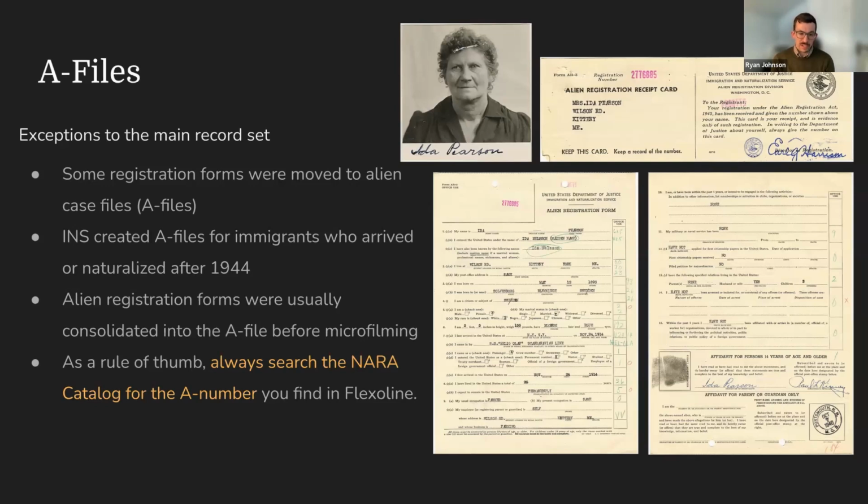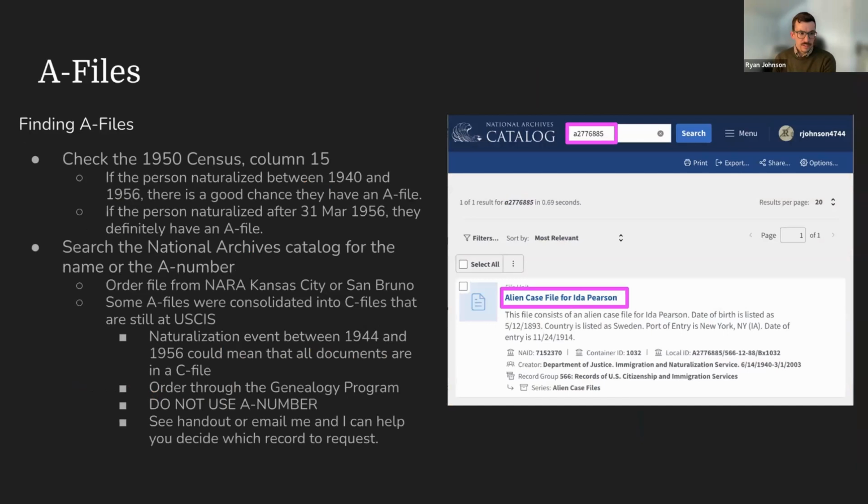So if you have an individual with a common name, you can use Flexoline to find their A number, and then you can search the catalog with the A number to zero in on the alien case file that you're looking for, if there is one. How do we find these A files otherwise? One thing you can do is check the 1950 census, when these individuals, if they were still living, were recording their citizenship status again. The dates here are going to start to feel a little technical, so don't worry so much about following the dates so much as just knowing that alien case files are there and there are strategies we can use to search for them.